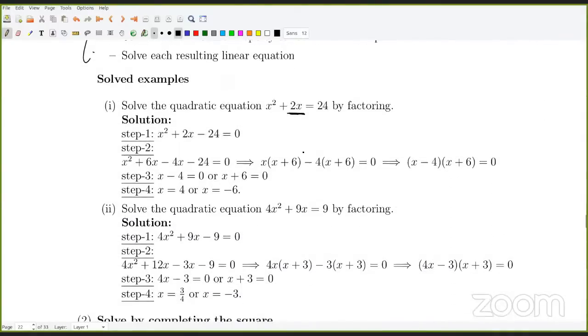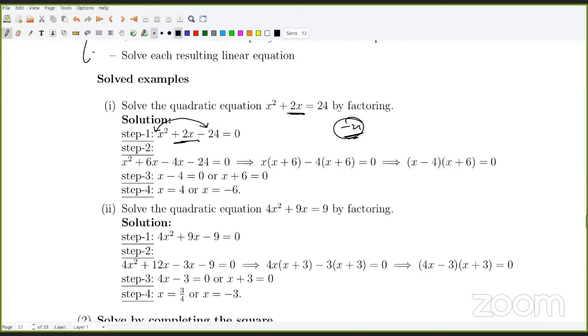So these are some examples. We have a quadratic equation given like this: x square plus 2x is equal to 24. First, step 1 is you should make it in the standard form: x square plus 2x minus 24 is equal to 0. Now we have to factor the middle term. You multiply the coefficient of x square with the constant, and we get minus 24 as the product. Now you have to split this 2x such that when you multiply these two terms, you get minus 24.